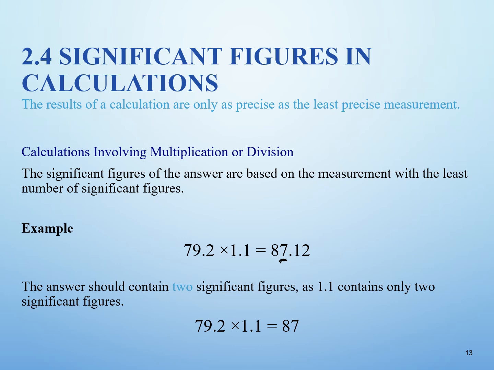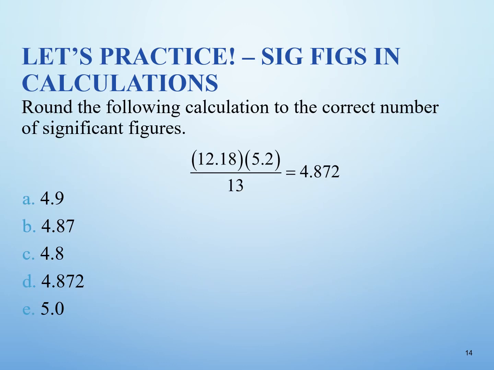All right, let's practice. If you were to do this calculation, you can easily do this on your calculator: 12.18 times 5.2 and then divided by 13. See, this has 4 sig figs, this one has 2, this one has 2. So my answer, even though it comes out like this, we really should only keep 2 sig figs. If you were to round 4.872 to 2 sig figs, it would be 4.9. So I would pick A as my answer right there.